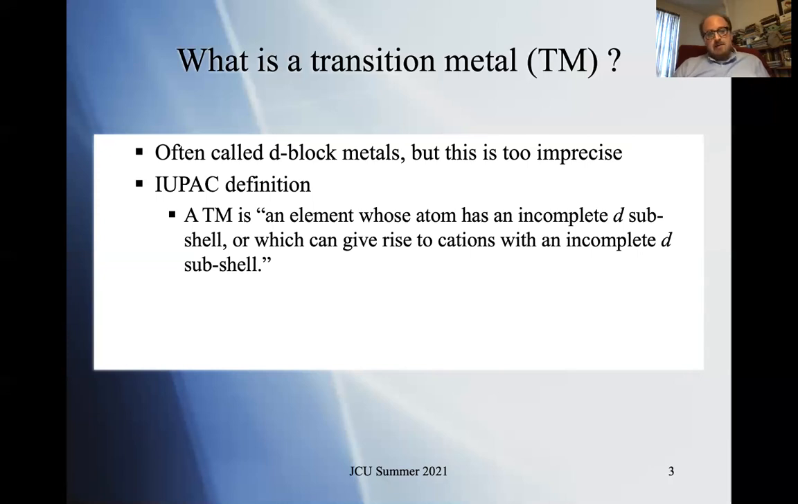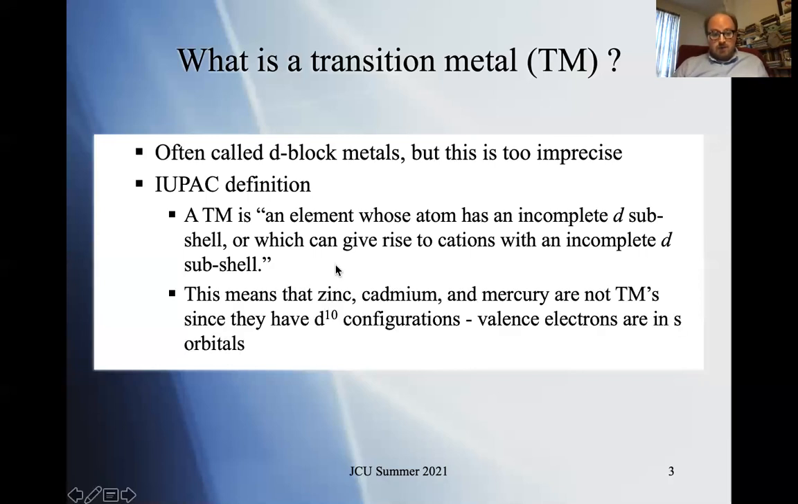And the IUPAC definition is the following: a transition metal is an element whose atom either has an incomplete D subshell or can give rise to a cation with an incomplete D subshell. So in this case, we can have a metallic atom with an incomplete D subshell, or we can have a cation that's incomplete.